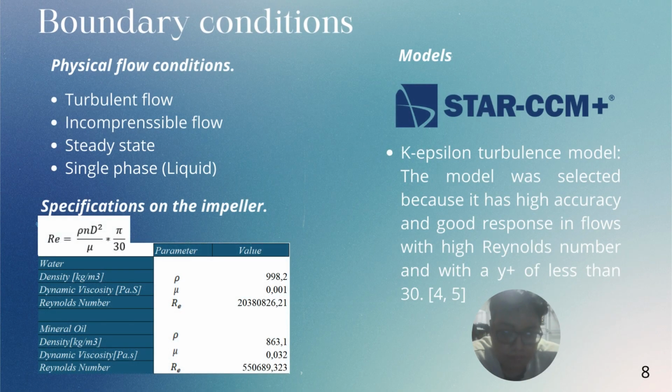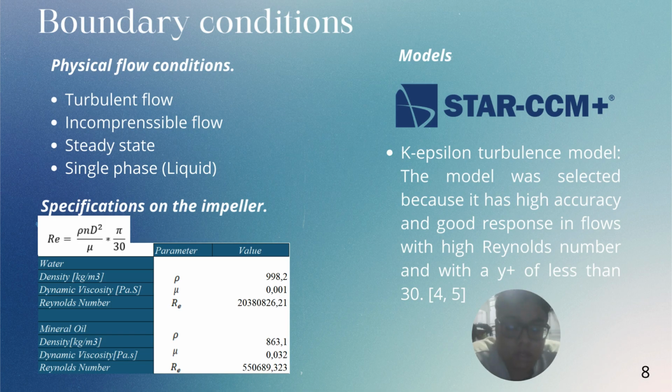Boundary conditions. First, physical conditions on the fluids were established, where the fluid is turbulent, incompressible, steady, and has only one phase, liquid. Specification on the impeller. Here we can analyze the physical properties of water and oil, together with the Reynolds number, calculated with the expression that can be seen on the top of the table.